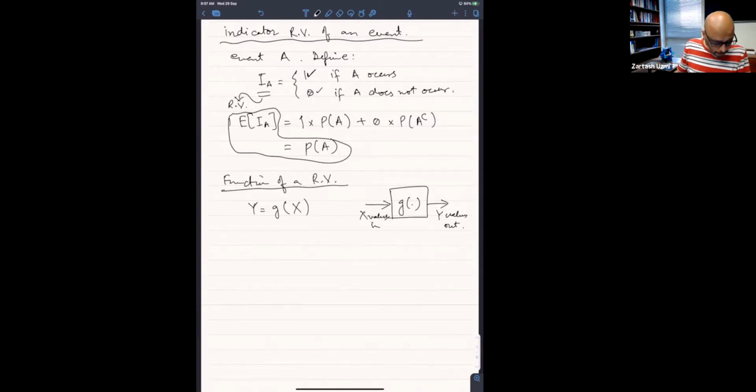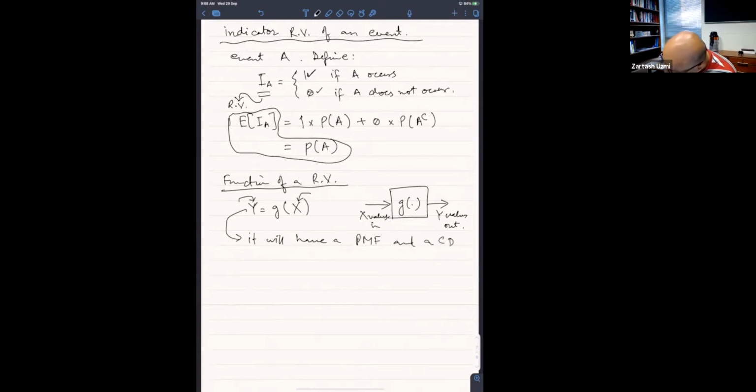Okay. So if X is a random variable, then Y is also a random variable. We already talked about that. If Y is a random variable, it will have a PMF as well as a CDF. Knowing the PMF or CDF of X, I can find the PMF or CDF of Y, if the CDF or PMF of X is given.